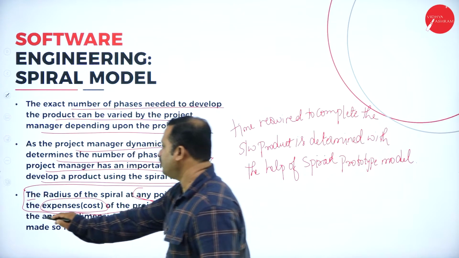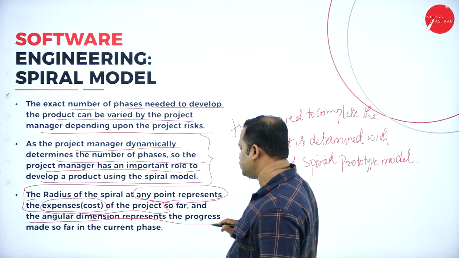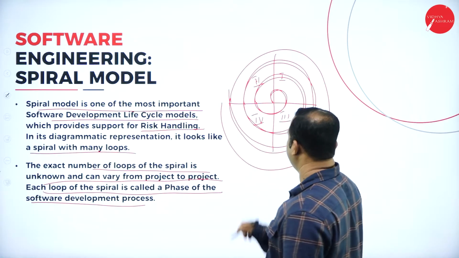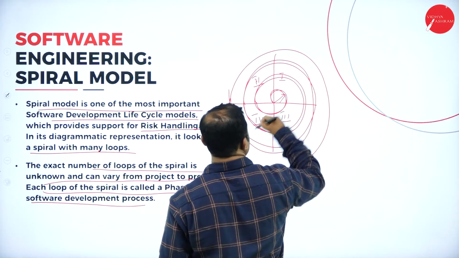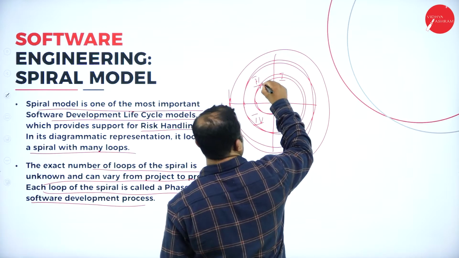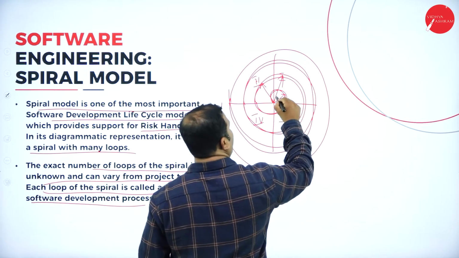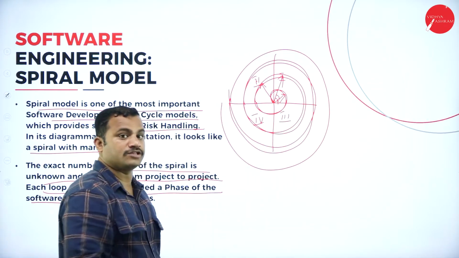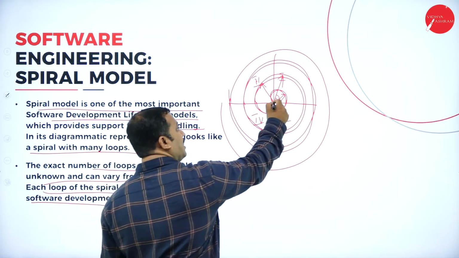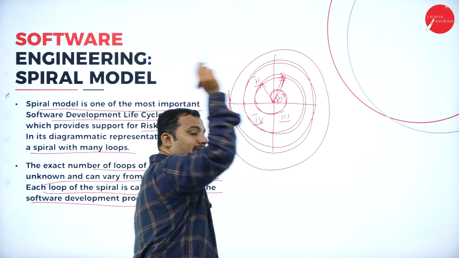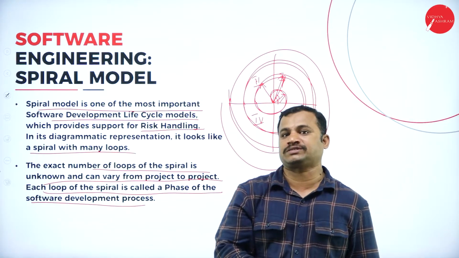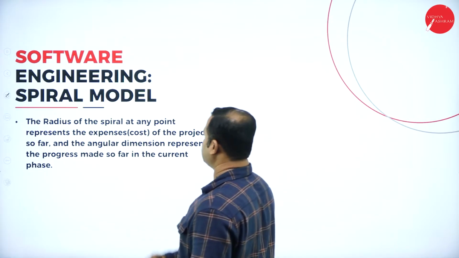And the angular dimension represents the progress made so far in the current phase. If you look at this, what is the radius of this? What is the radius of this? The angular dimension corresponds to the progress of the software project, and the radius corresponds to the expenses needed to complete the software product in that particular phase.